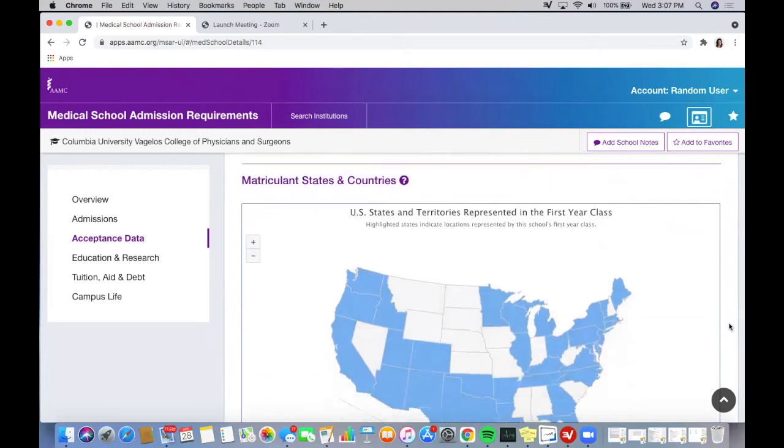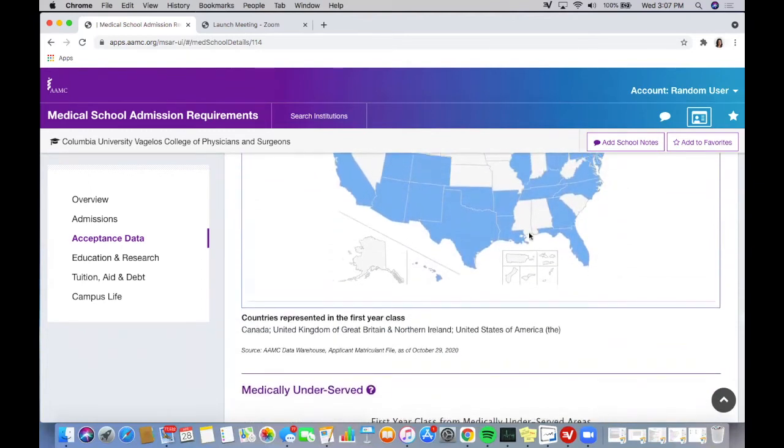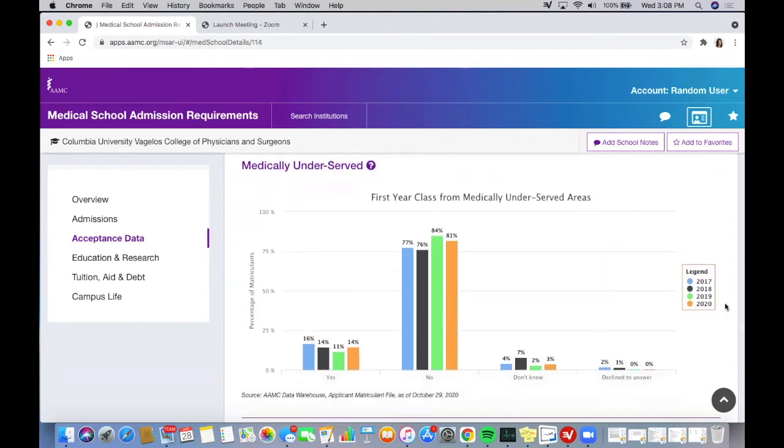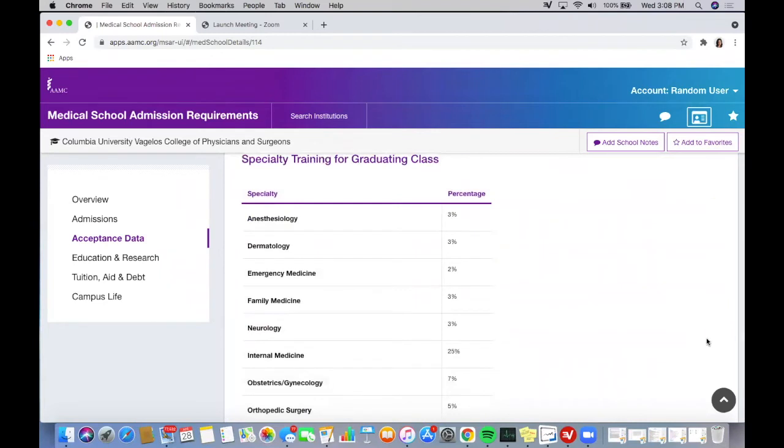Then you can take a look at where applicants are from. Okay, and you can click on that graph. I'm not going to do it just because I realize it's taking a bit of time to get through all of this information. I don't want to keep you here forever. And what percentage of students are from medically underserved areas.